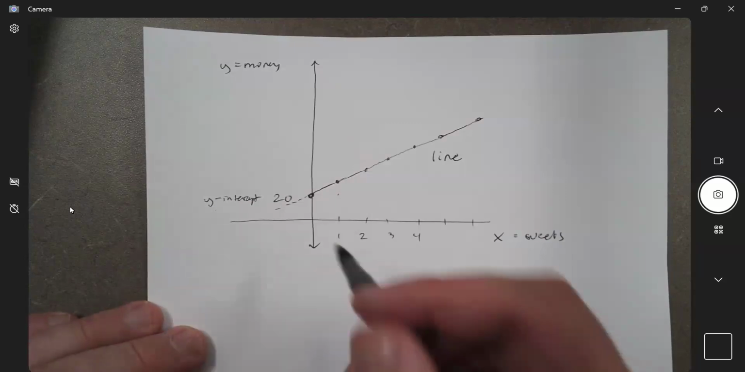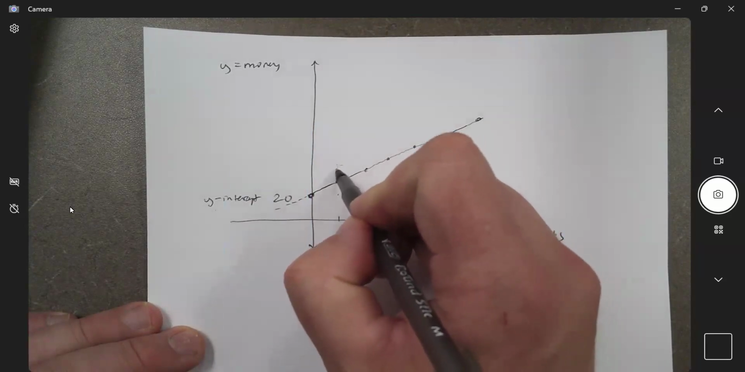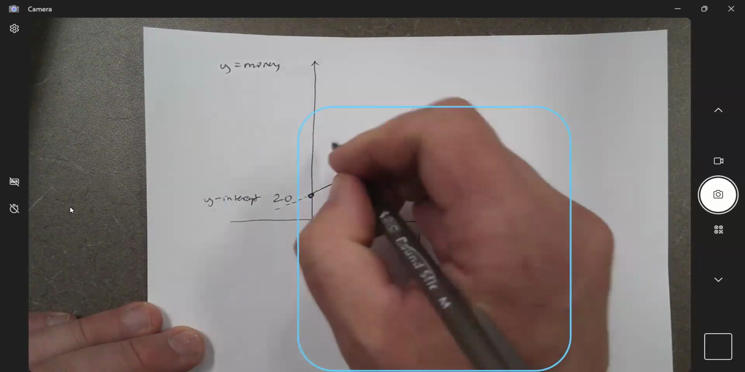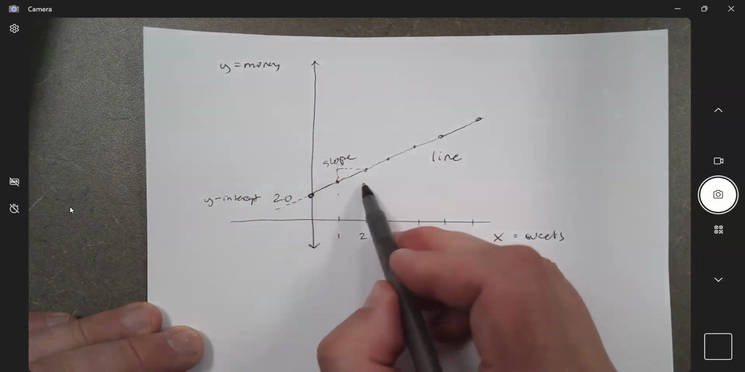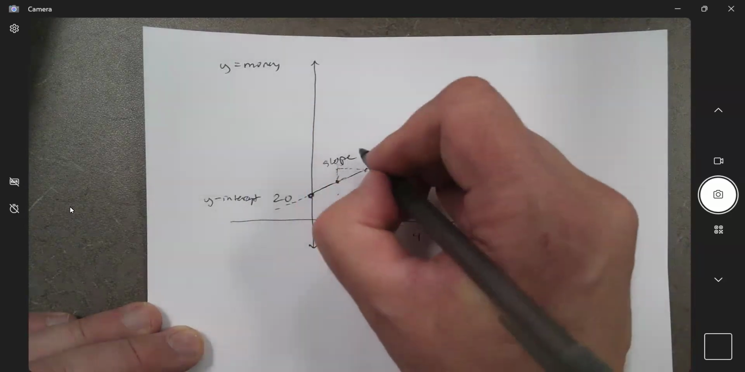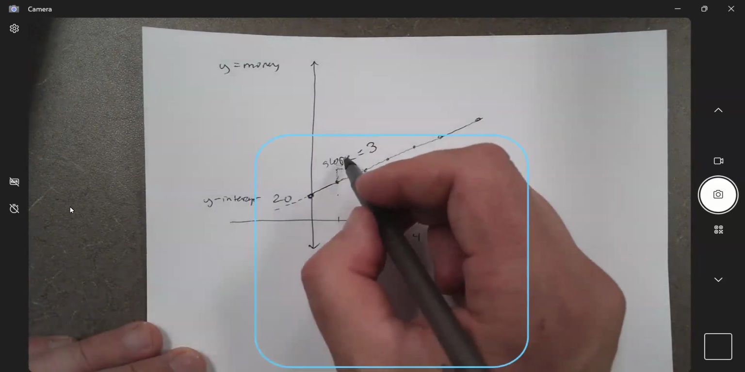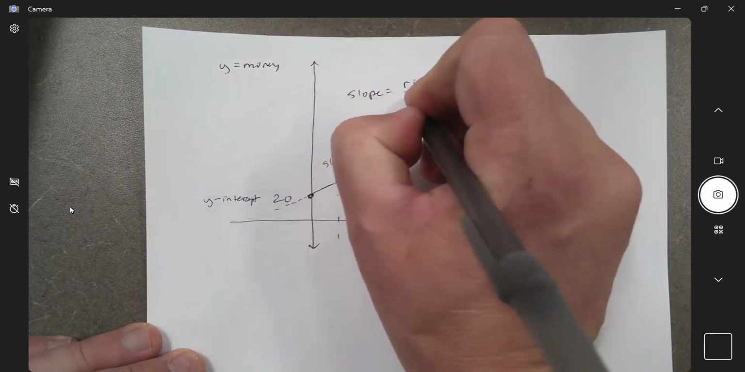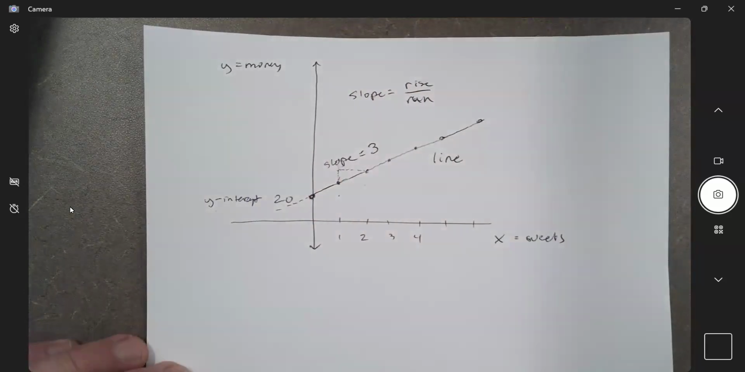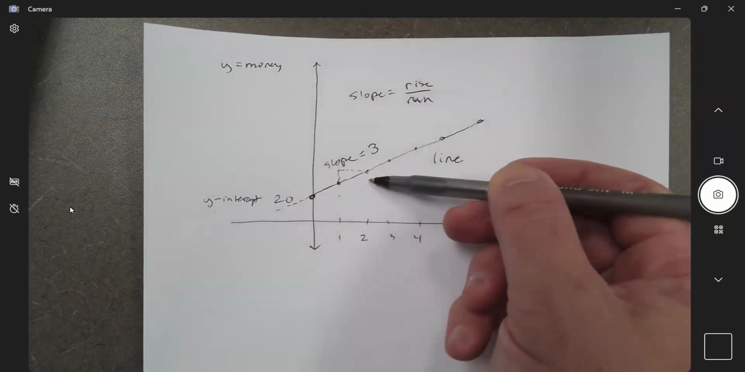Yeah. Yep. The slope is how much the y increases when the x increases by 1. The slope is 3. So slope, another way we describe slope is rise over run. It rises 3 when the run increases by 1.